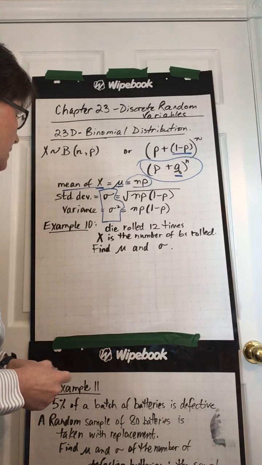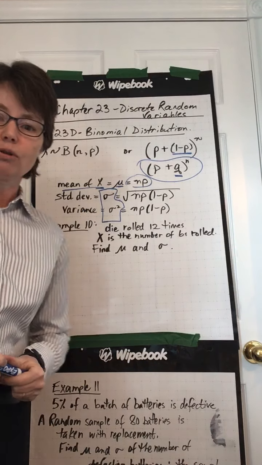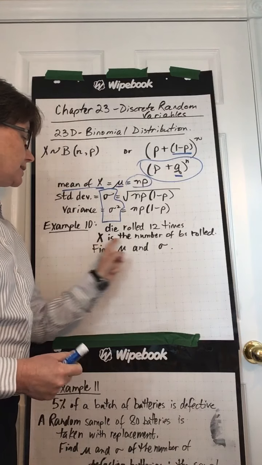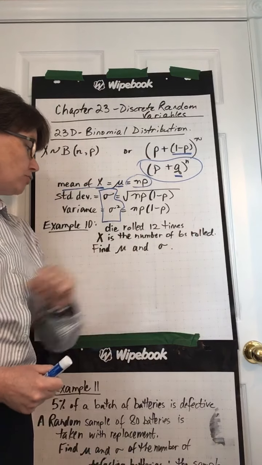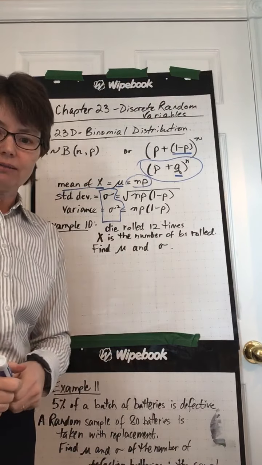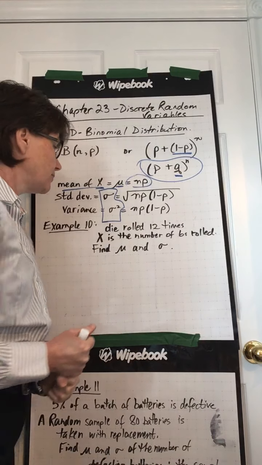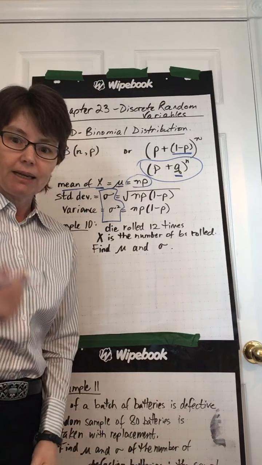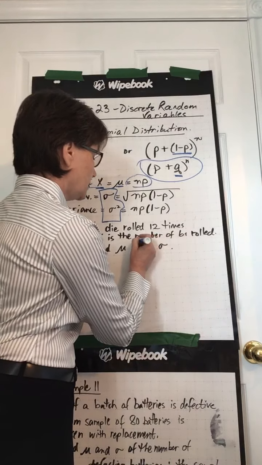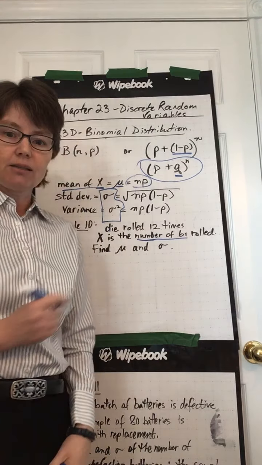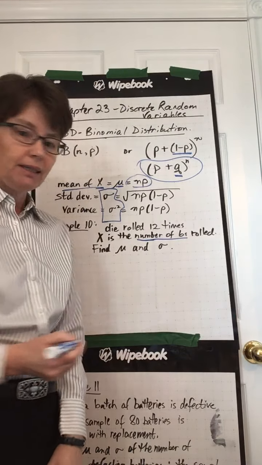All right, example 10, we have a die that's rolled 12 times. X is the number of 6s that are rolled. Find the mean and the standard deviation. So first we need to identify what does the random variable x represent. It represents the number of 6s. Okay, so what's the probability of that happening?